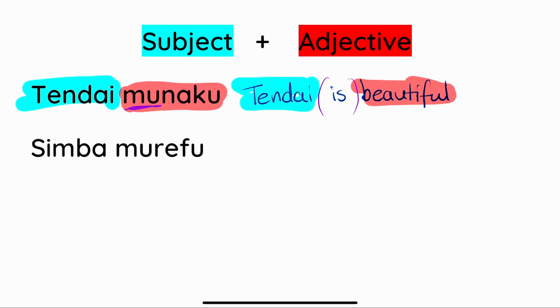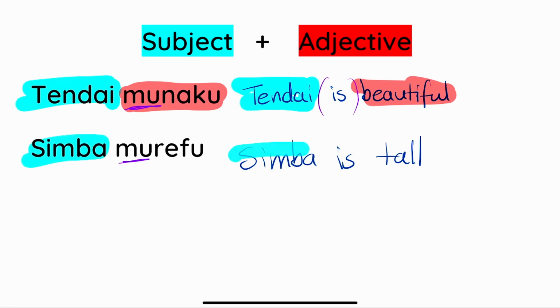Tendai is beautiful. The same is for Simba murefu. We also will not be really marking out an is. It would translate to Simba is tall. So if we mark that out, Simba is our subject and our adjective, murefu, tall. Simba tall, meaning Simba is tall.